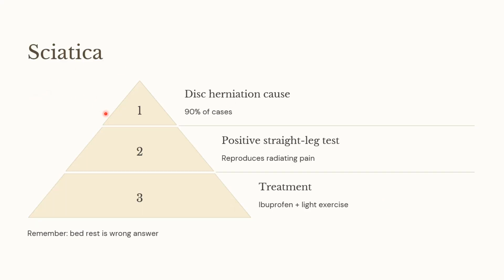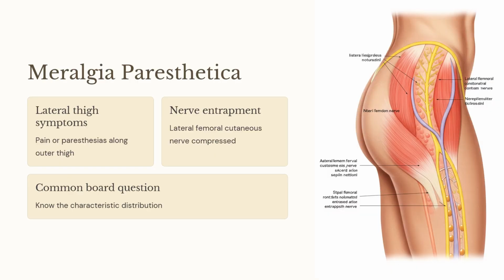Treatment is again NSAIDs and light exercise, and there is no radiculopathy. What is sciatica? Sciatica is when the disc herniates in a similar way. As I told you previously, the nucleus pulposus comes out through the annulus fibrosus and the disc herniates, affecting the sciatic nerve, thereby producing a radiating pain. The patient can complain of radiating pain, or during the straight leg test, it will reproduce a radiating pain. For this, we are not going to treat them with bed rest. The treatment is NSAIDs plus light exercise.